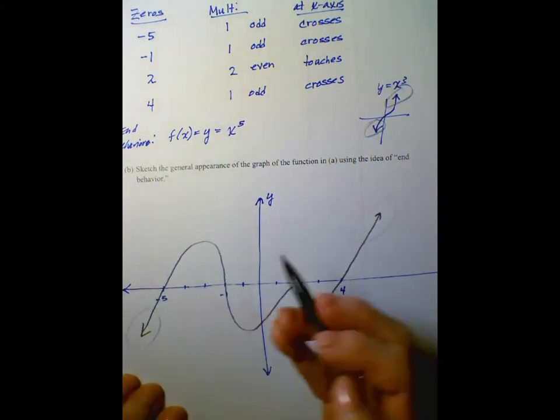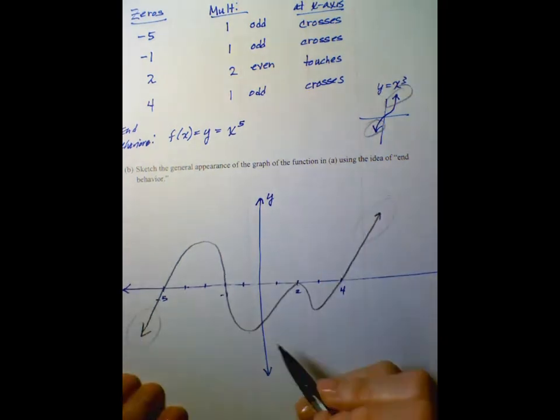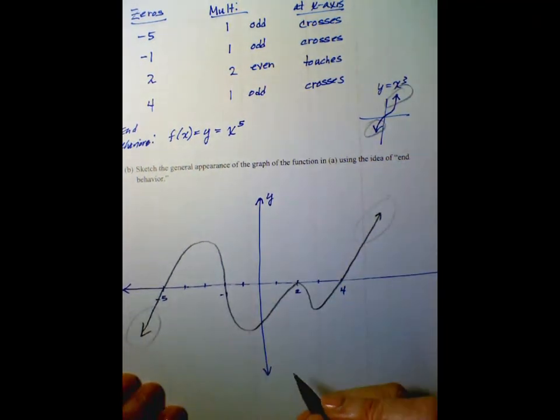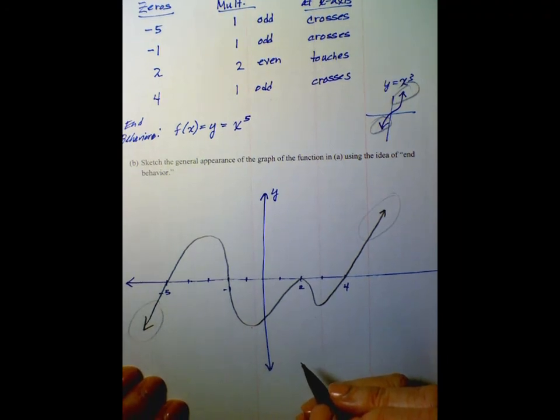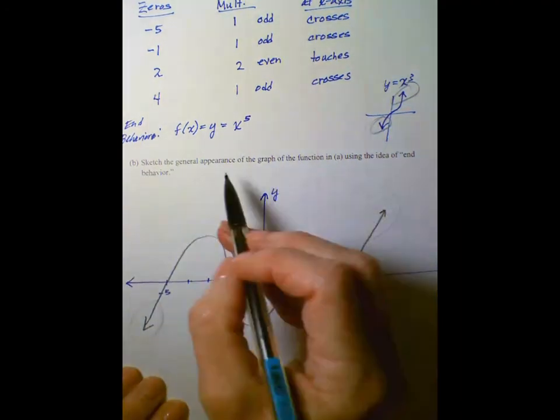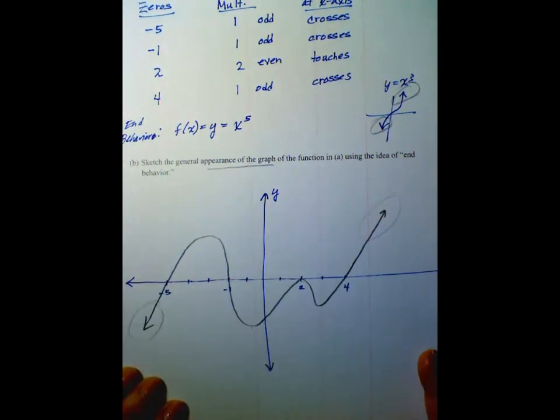Okay, so I could have also calculated my y-intercept, and if I could plot that, it would have been maybe a little nicer thing to do. But we're just supposed to get the general appearance of the graph, and we've done that using the idea of end behavior. Okay, we will continue in the next video.